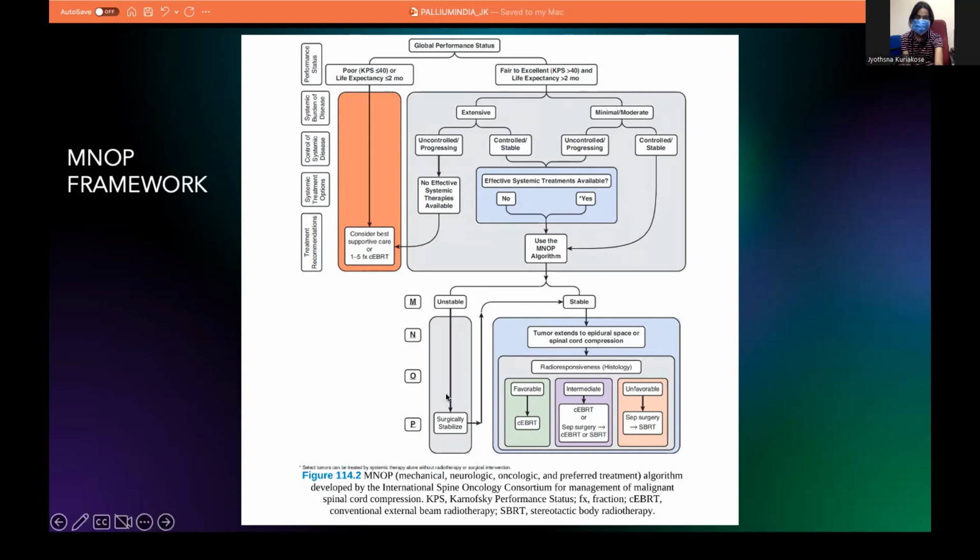And then you come to the oncological biology of the tumor, whether it's a radio-responsive tumor or a radio-resistant tumor. If it's a favorable histology, you go for conventional EBRT. If it's intermediate, you go for either a conventional EBRT or a separation surgery followed by conventional EBRT or SBRT. And if it's an unfavorable histology, you go for a separation surgery followed by SBRT.